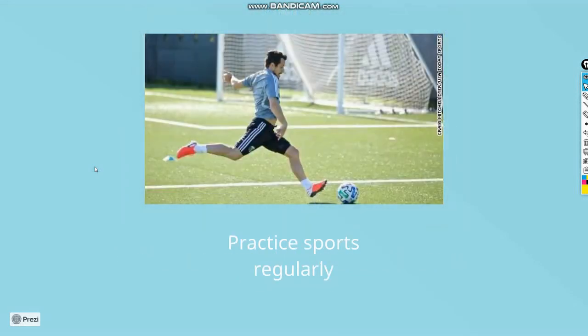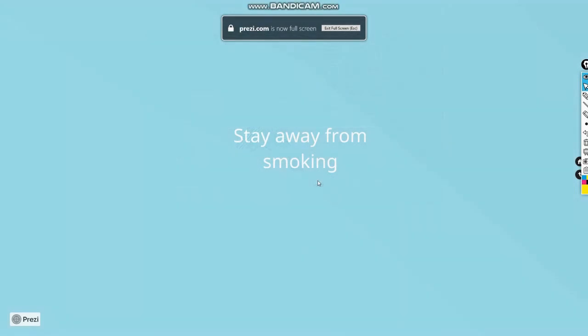Practice sports regularly. Practicing sports makes your systems active. Stay away from smoking because it causes indigestion, stomach ulcer, and duodenal ulcer. So it contains bad substances that would harm your digestive and other systems in your body. So stay away from smoking or smokers in general.